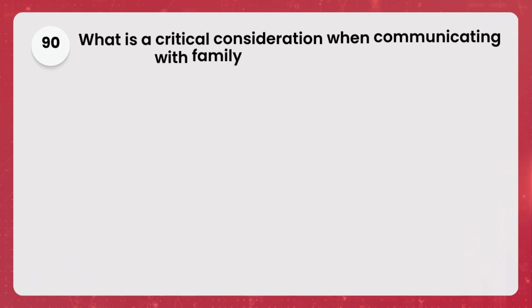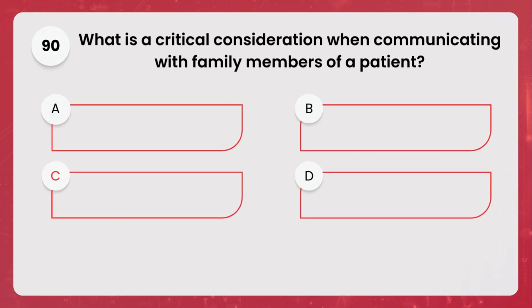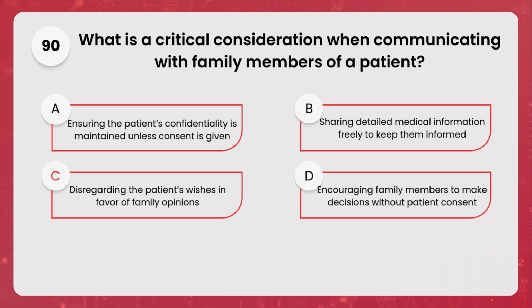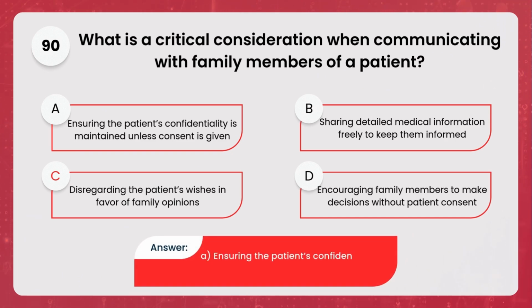Number 90. What is a critical consideration when communicating with family members or caregivers of a patient? A. Ensuring the patient's confidentiality is maintained unless consent is given. B. Sharing detailed medical information freely to keep them informed. C. Disregarding the patient's wishes in favor of family opinions. And D. Encouraging family members to make decisions without patient consent. The answer is A. Ensuring the patient's confidentiality is maintained unless consent is given.